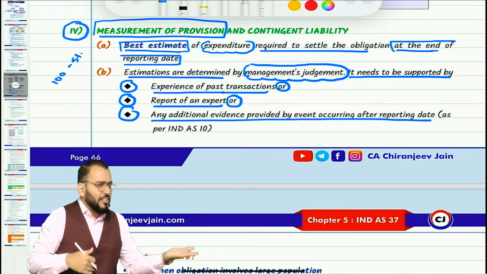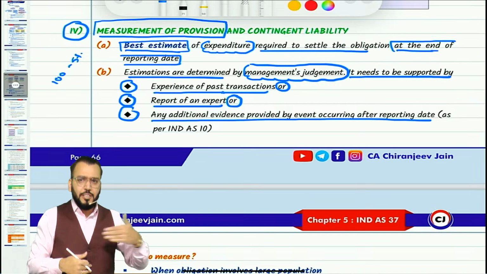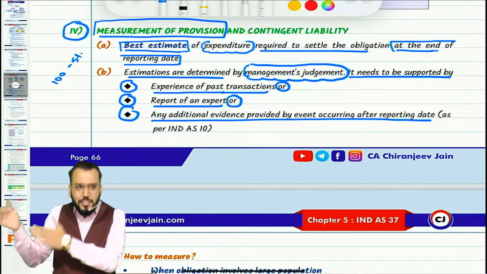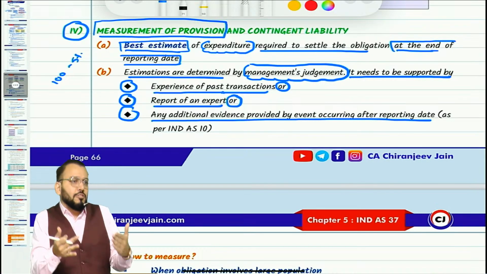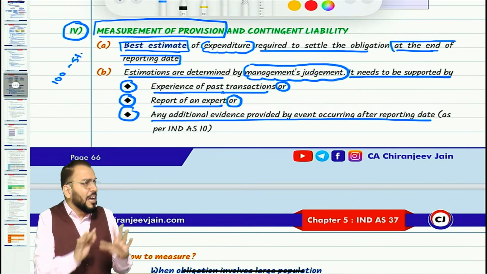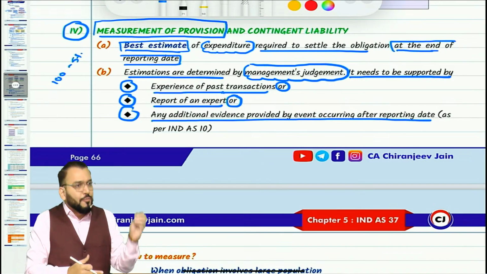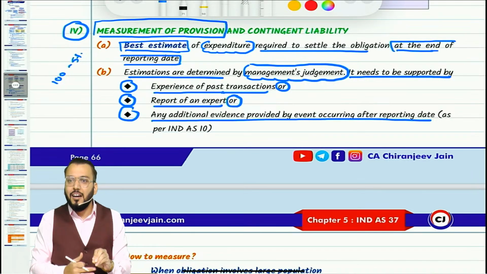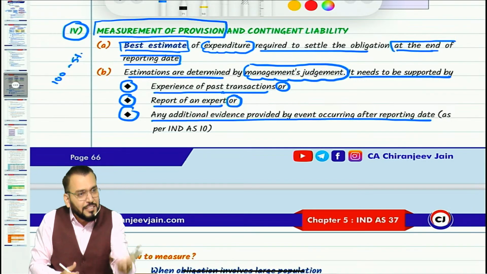Because, can you say, past transactions they will provide, expert opinion they will provide, additional evidence they will provide. What will we do? We'll read the question and write down the answer. Correct. From the exam point of view, we are not supposed to become experts. All information is provided in the question only. Otherwise, it is not a question of measurement only.